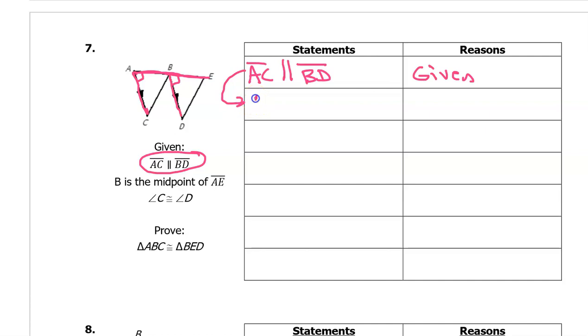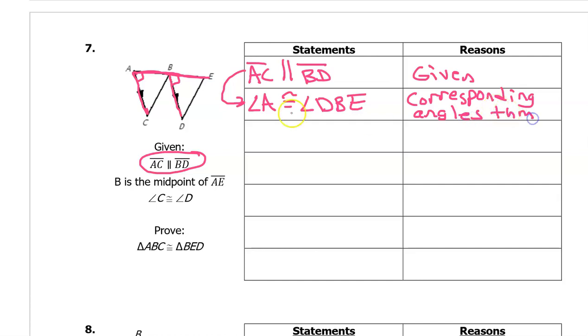So that's angle A, which is congruent to angle, and for this next angle I have to use the three-letter name, for example, angle DBE. Now, what about the reason? The corners of an F are corresponding angles. So we will write the corresponding angles theorem. What else is in the given? Well, we have this. B is the midpoint of segment AE.